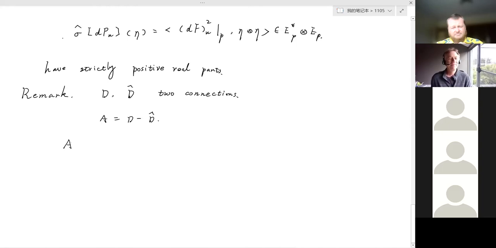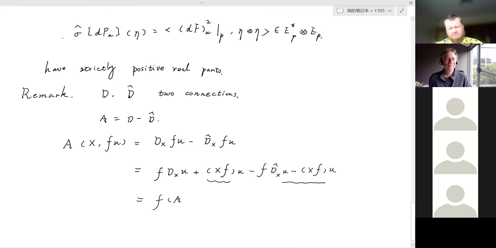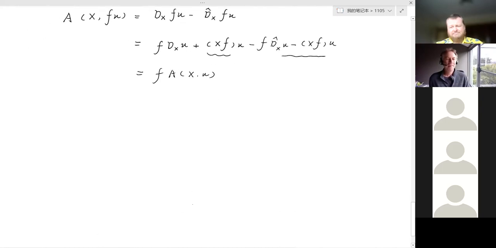Now, A becomes a tensor because if we write X of fU, okay, it should be DX. And now it becomes DXU minus D hat XU. This and this disappear. Okay, so we get fAXU. So we see that A is a section of T star N times E star and E, it is a tensor field.